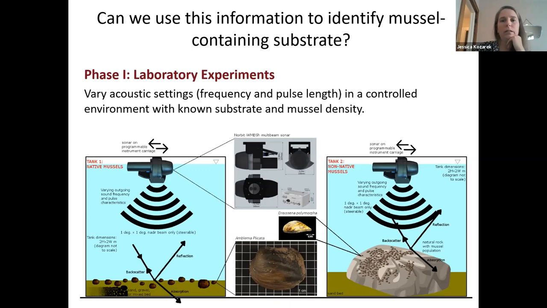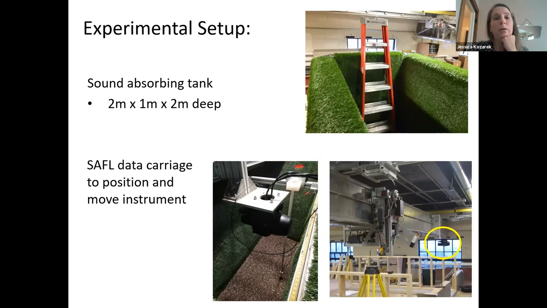And we did this at St. Anthony Falls Laboratory, where we constructed a sound absorbing tank. And yes, this tank is lined with AstroTurf in order to minimize any sound reflecting off of the tank walls itself. This was a pretty large tank. It was 2 meters long by 2 meters deep and 1 meter wide. We were able to take advantage of the instrumentation carriages at SAFL to help position and move our instrumentation around. So instead of a boat, we had this attached to a robotic carriage that can move our instrumentation around through the tank.